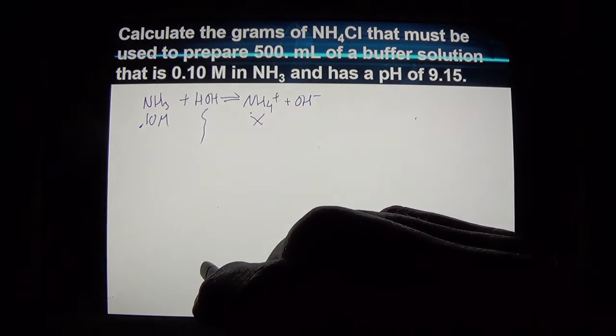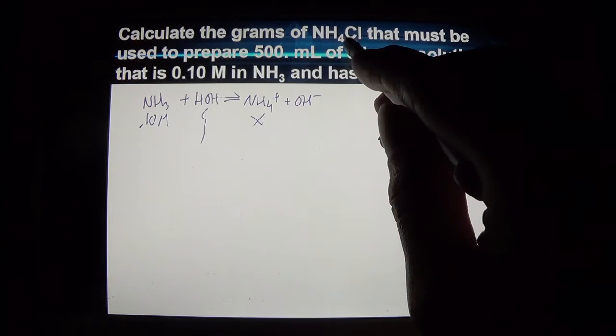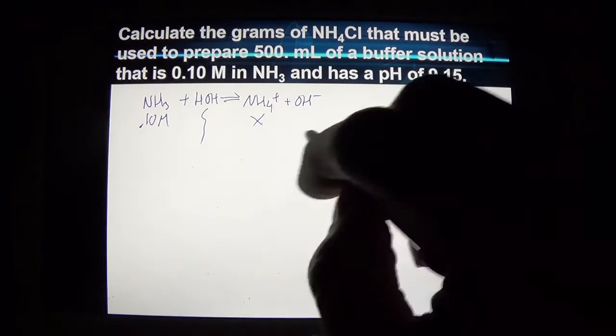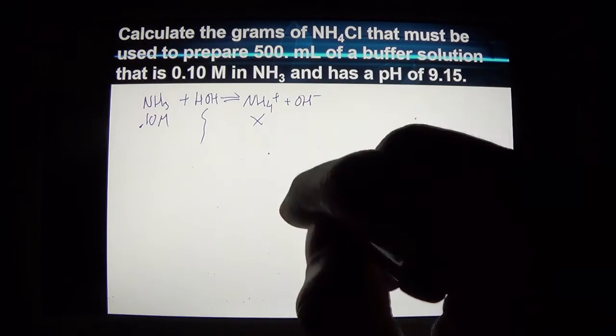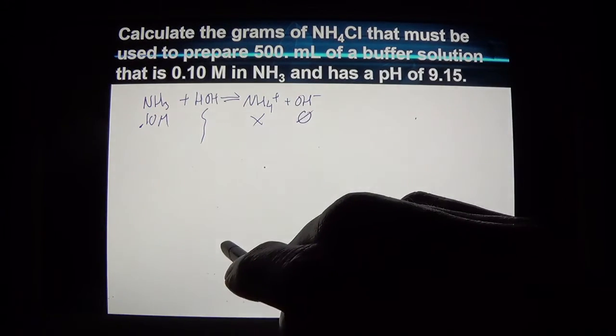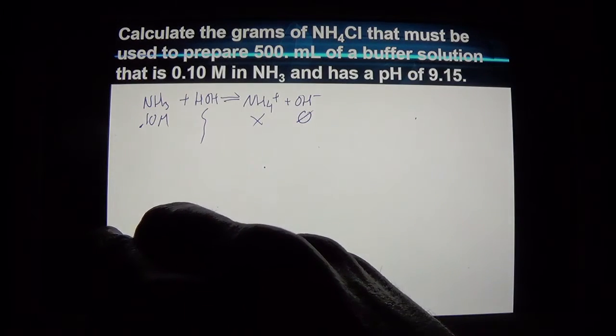That is what I'm looking for. How much ammonium must come from this ammonium chloride so that when I work this all out, I get the pH level that I'm looking for. And I have 0 of that to start with. So that's what I have to start with.